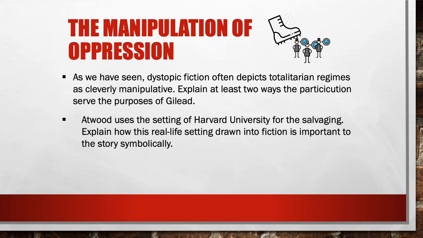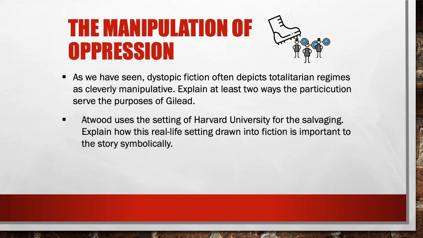As we have seen, dystopic fiction often depicts totalitarian regimes as cleverly manipulative. I would like you to explain at least 2 ways that the particicution serves the purposes of Gilead. Atwood uses the setting of Harvard University for the salvaging. So the other thing I'd like you to do is to explain how this real life setting is drawn into fiction and how it's important to the story symbolically. You could argue that that's an AO3.